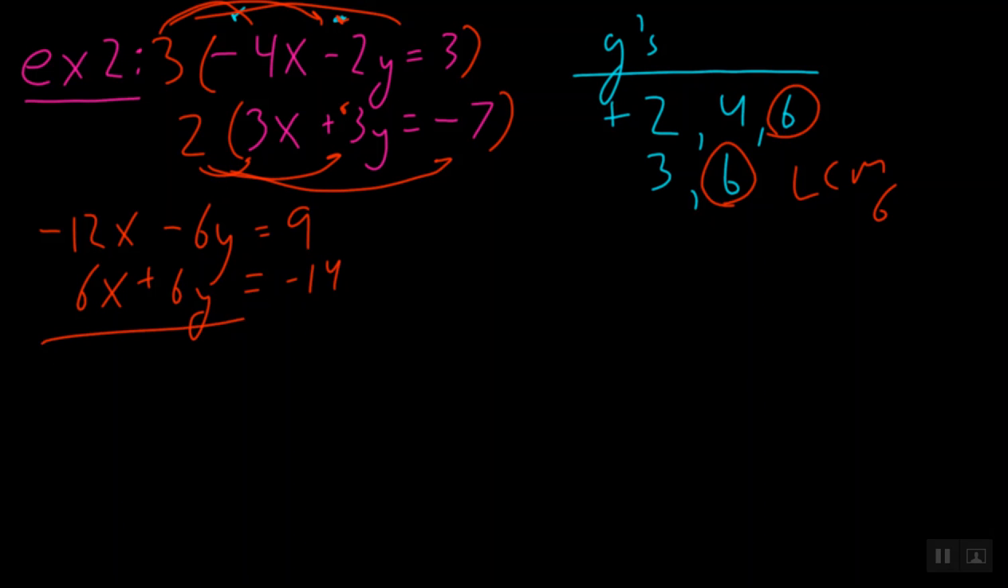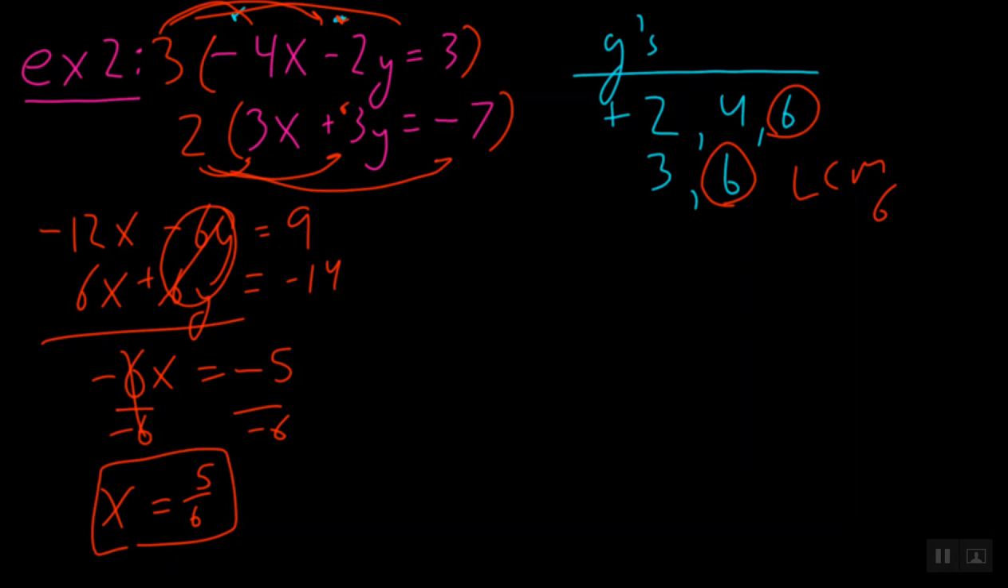Okay, and notice something. We have a negative 6y and a positive 6y, and those are eliminated. Once again, that's why we call this the elimination method. Now from here, negative 12x plus 6x will give us negative 6x equals, and of course, 9 minus 14 is negative 5. So, we know we can divide both of these by negative 6. And now we have this, x equals positive 5 over 6 as our answer.